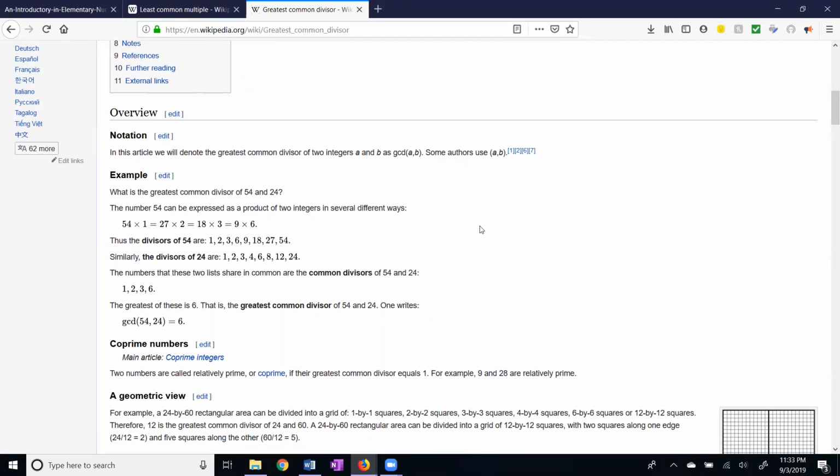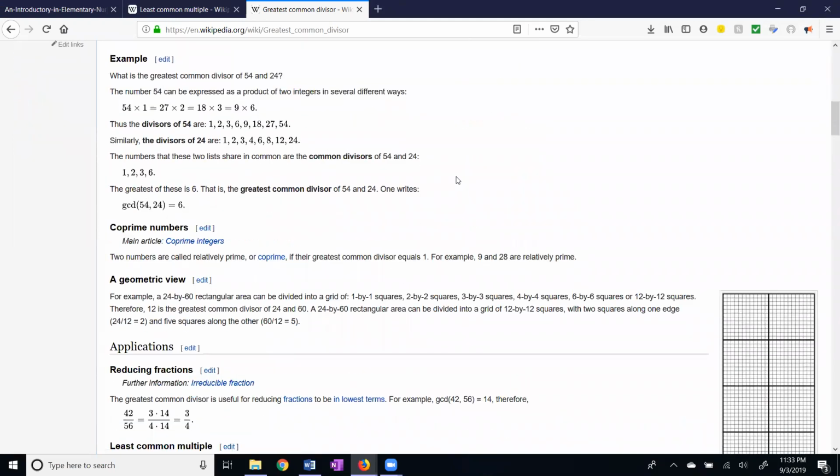If you're in this class, you probably have worked with greatest common divisors before, but in case you haven't lately, the beginning way of doing greatest common divisor is to list the divisors. The example that they do here in Wikipedia is the greatest common divisor of 54 and 24. The listing method. The divisors of 54 are here. The divisors of 24 are here.